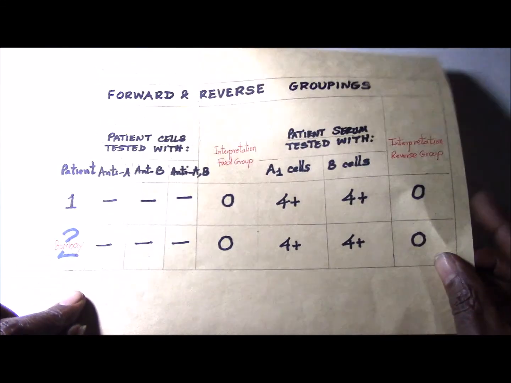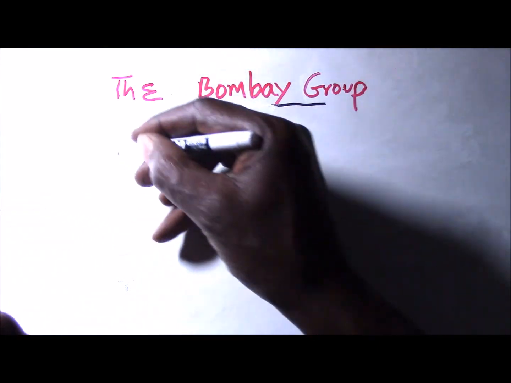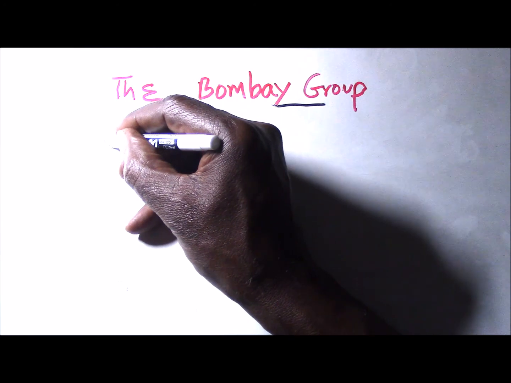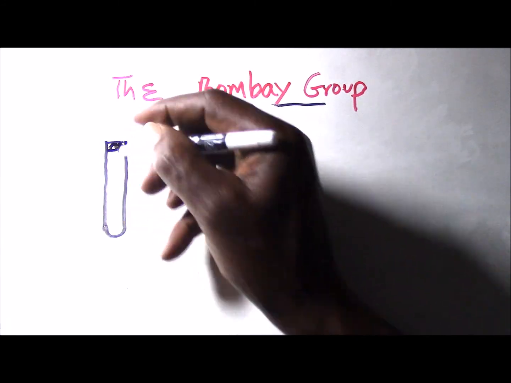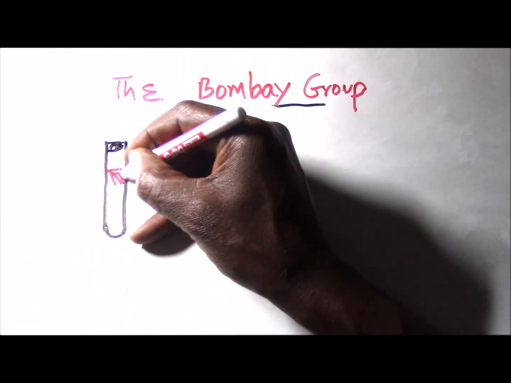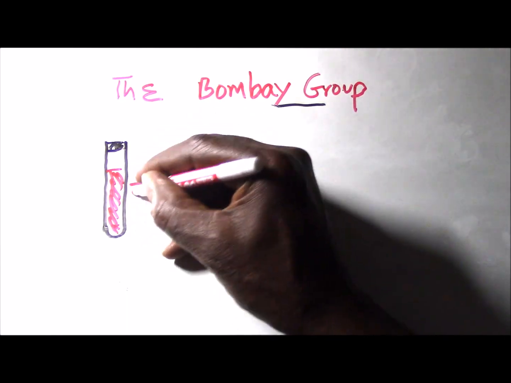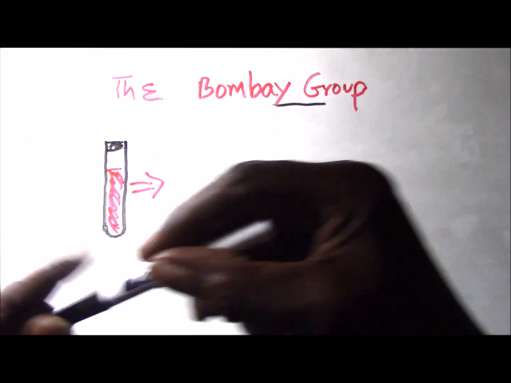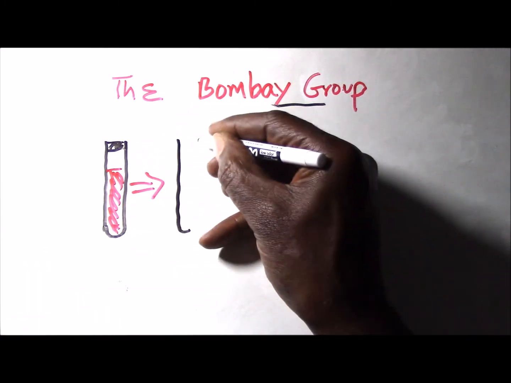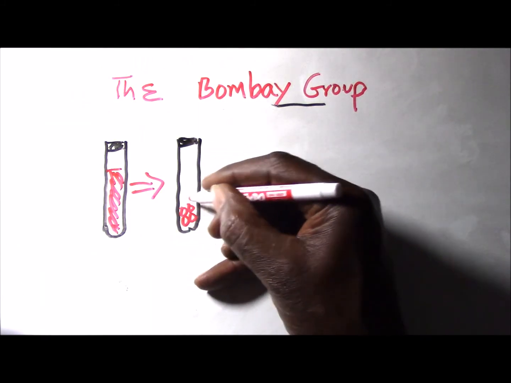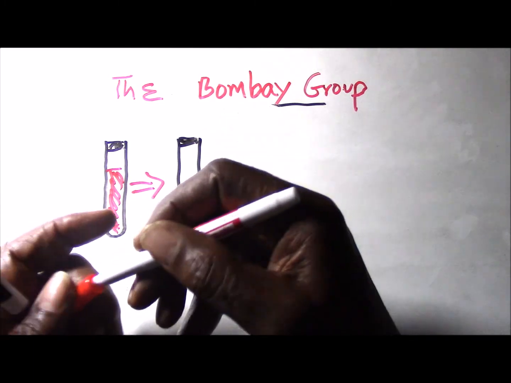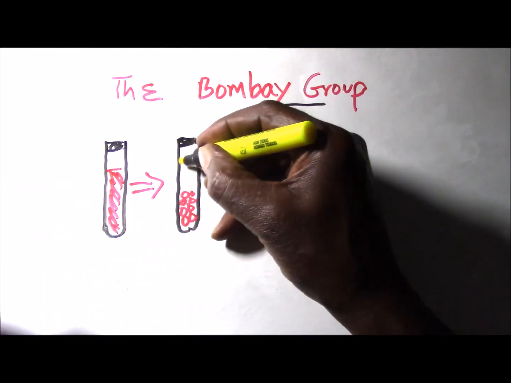Now, let's get straight into what you need to know regarding the exam. Let us say you have a red top. Let's designate that this way. And in this red top, the blood is from a Bombay individual. Here is your blood. When you process this, you will get the red blood cells down here, and then you will have your serum this way.